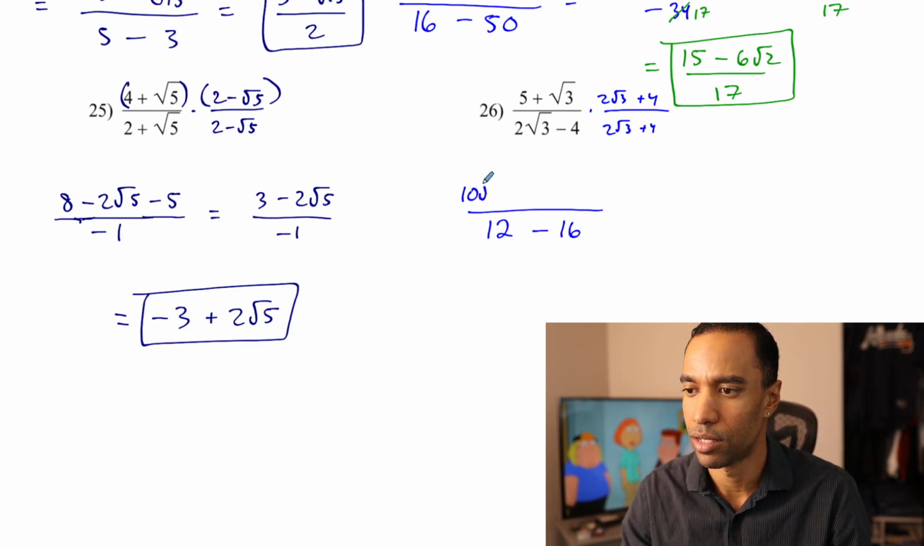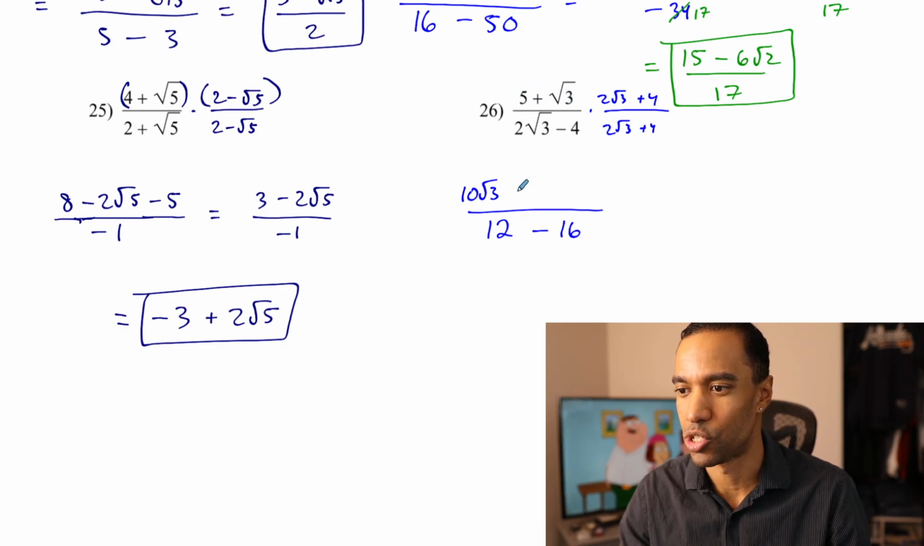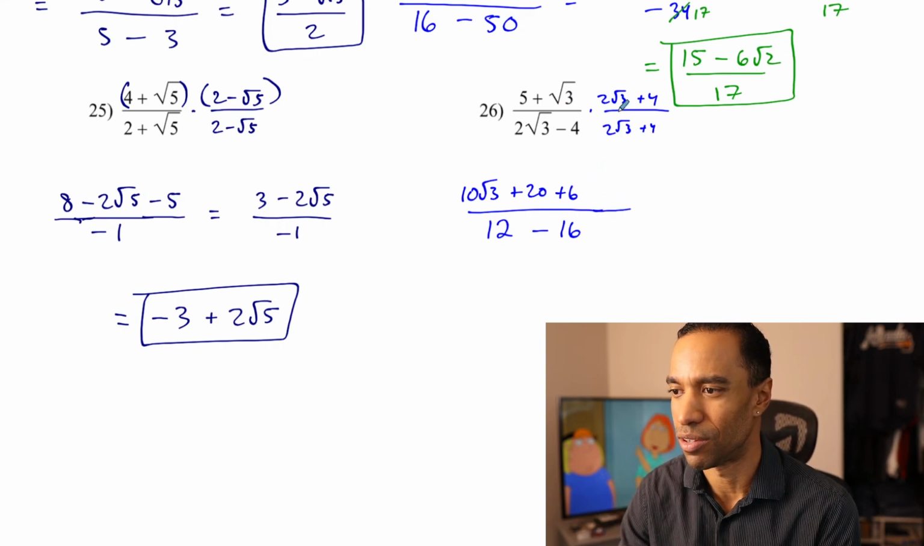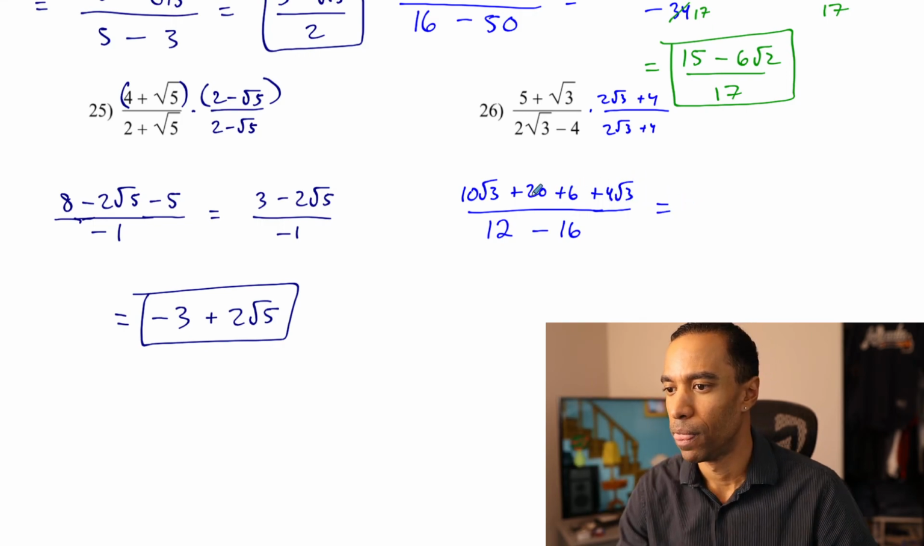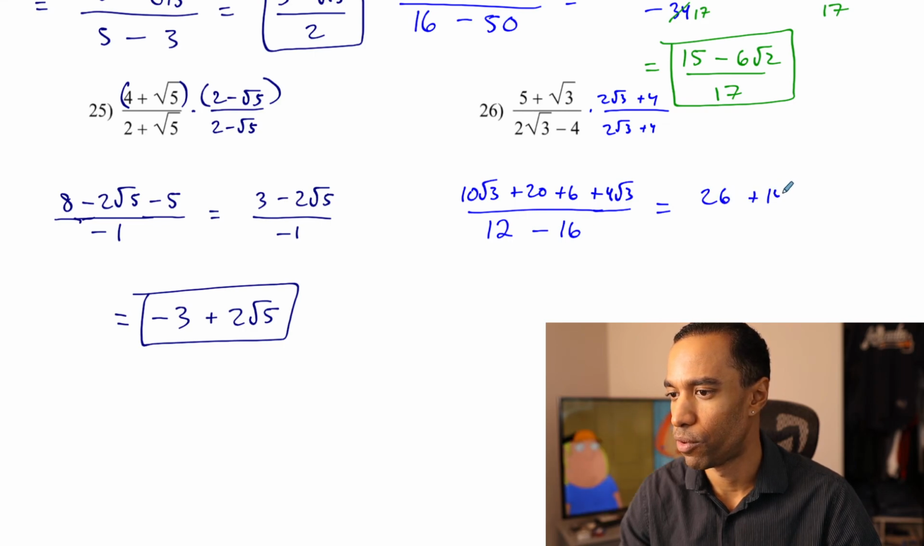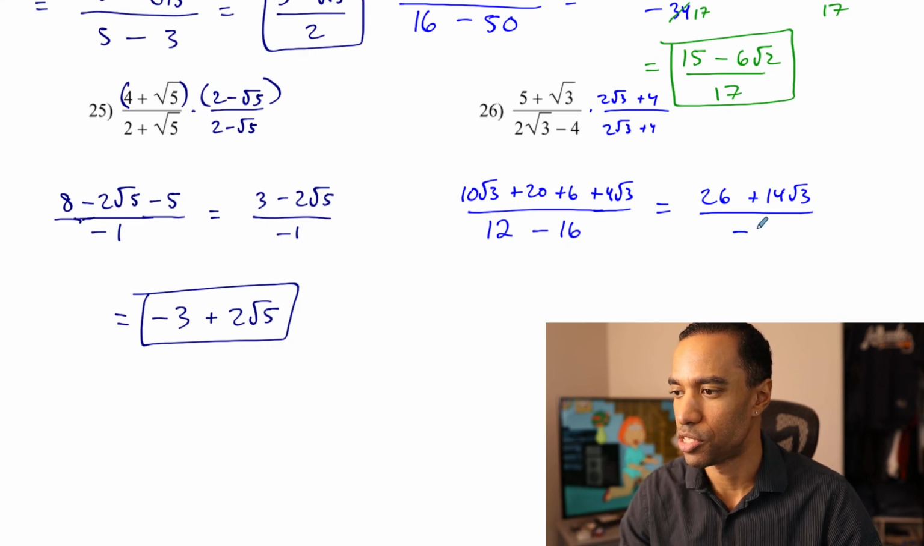10 root 3 plus, I kind of need parentheses, plus 20 plus root 3 times root 3 is 3 times 2 is 6, plus 6. It's weird when the inside is actually the rational numbers. I generally don't see this. Plus 4 root 3. Okay, I'm going to put the rationals first. So 26 plus 14 root 3, all divided by 12 minus 16, which is negative 4.